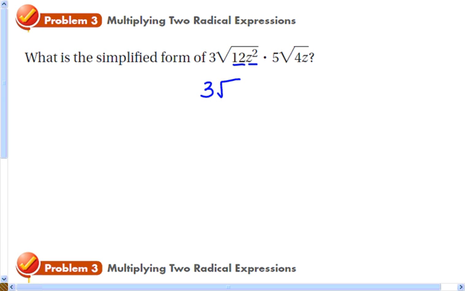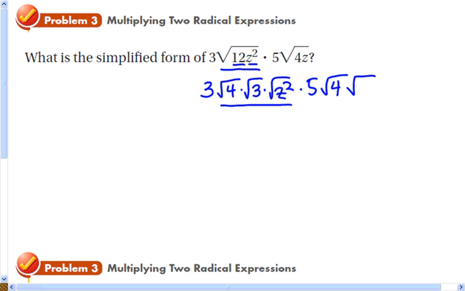4 is the perfect square factor of 12, so we're going to put square root of 4 there, square root of 3, square root of z squared. So that is the same as that part right there, times 5. And square root of 4 is the perfect square factor, but z is not. So we'll separate those. And then just simplify everything you can. Square root of 4 is 2. Square root of 3 you can't simplify. Square root of z squared is z. And then square root of 4 is 2. Square root of z we can't simplify.